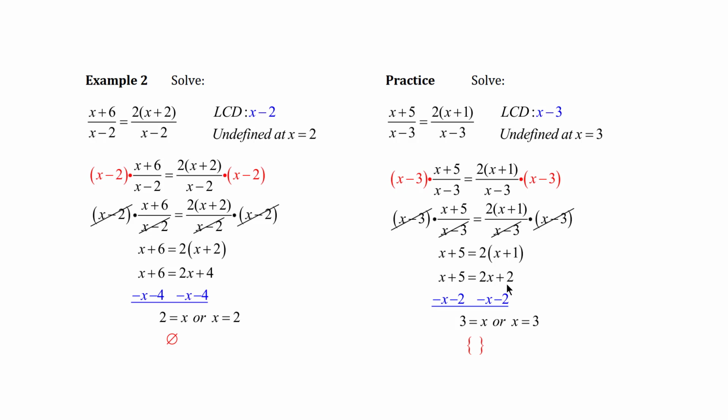Next, I did 2 steps at once. I subtract x from both sides, and I subtract 2 from both sides. The result is 3 equals x, or you could write this as x equals 3. Because the rational function is undefined at x equals 3, this means that we have no solution. So for my final answer, I wrote a set of curly brackets with nothing inside.